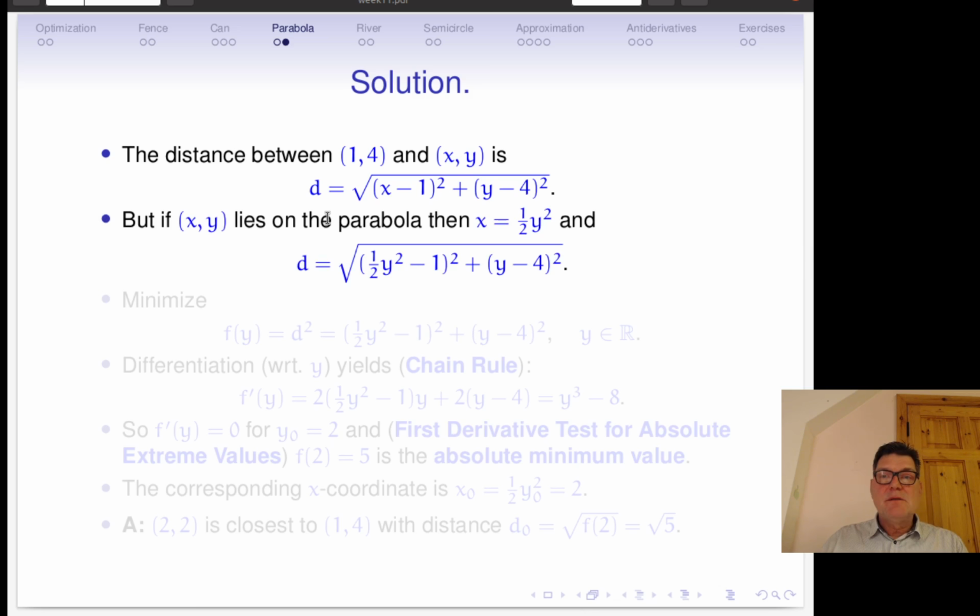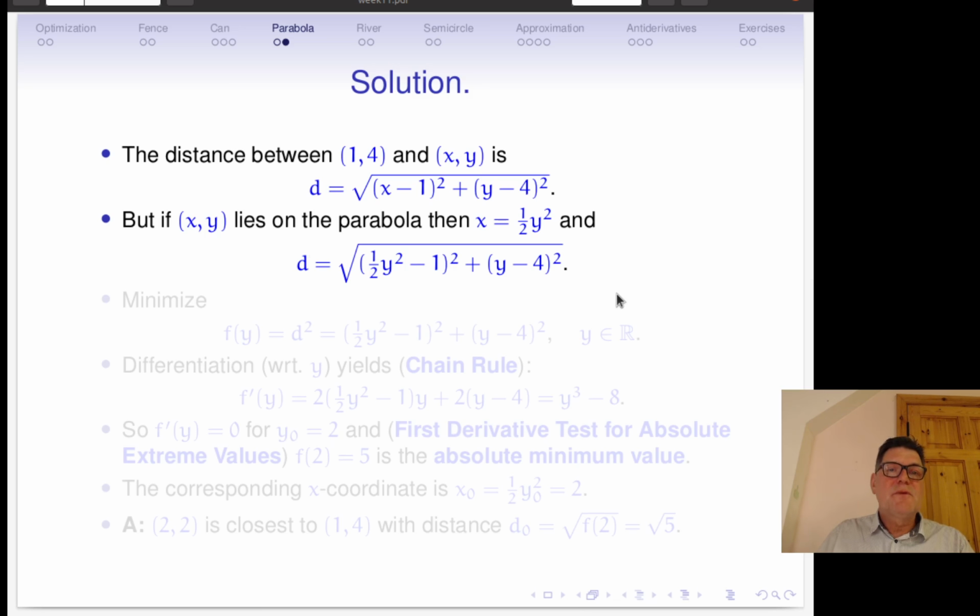To eliminate a variable, we note that the point (x, y) in question here lies on the parabola and therefore satisfies the equation of the parabola, and we can use that to express x as half of y squared and eliminate x from the formula that expresses d. Then d is a function of y, a single variable, and we'll try and minimize that.